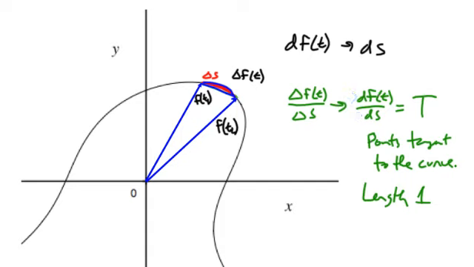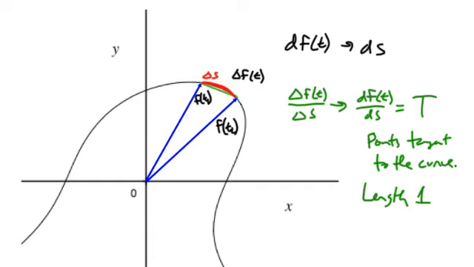And it points in the tangent direction because of the same idea as the limit of the secant line to get the tangent line. This is sort of a secant line, and as our points get closer and closer, the secant line becomes a better and better approximation of the tangent line until eventually it is the tangent line.